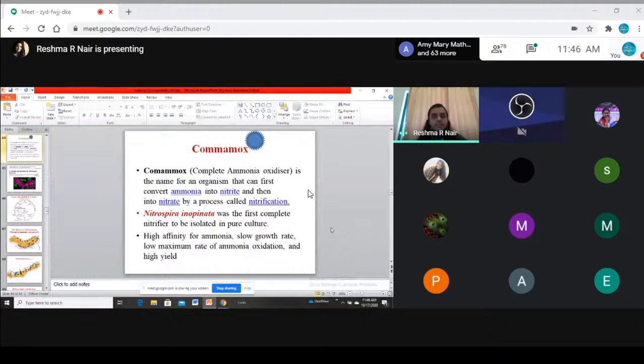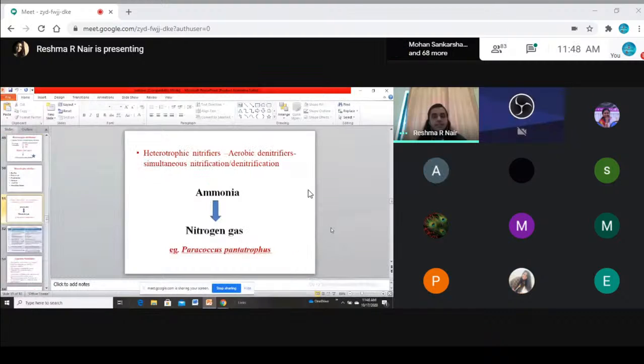Now, another feature of heterotrophic nitrifiers: one report is there, Paracoccus pantotrophus. It's a very rare organism which has the capability to perform heterotrophic nitrification together with aerobic denitrification. So, what's the peculiarity? After nitrification, it can immediately be converted to nitrogenous gases. So once nitrification is over, it will be coupled with aerobic denitrification.